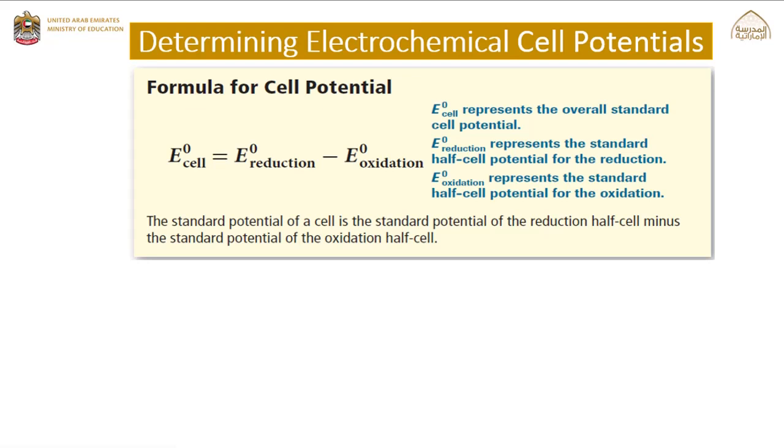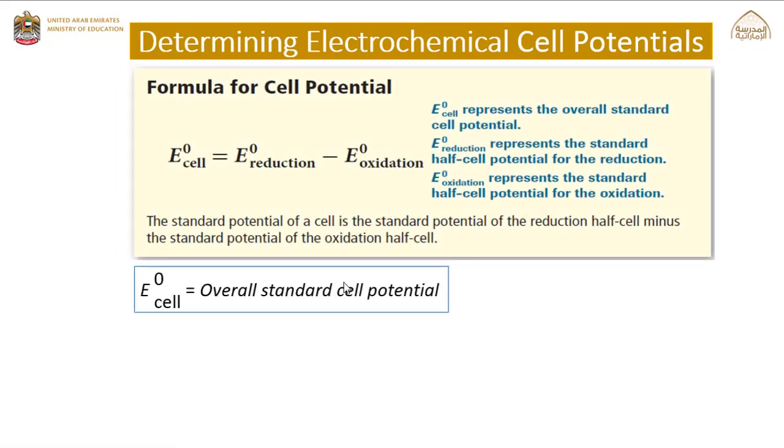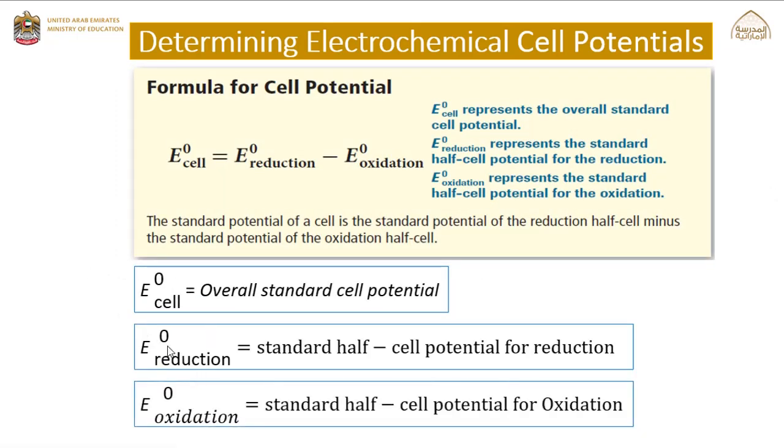It can be calculated by using the formula E standard cell is equal to E standard reduction minus E standard oxidation. E standard cell is being represented like this, and E standard reduction would be represented like this as well. E standard oxidation could be represented like this.